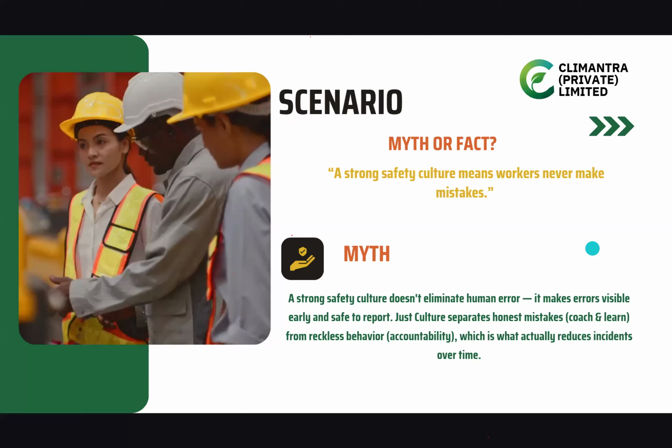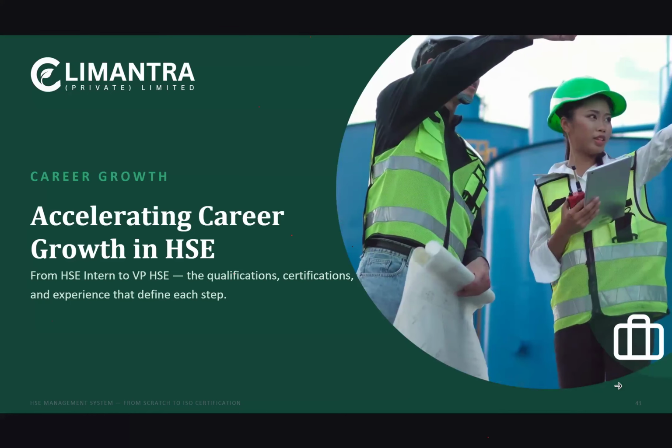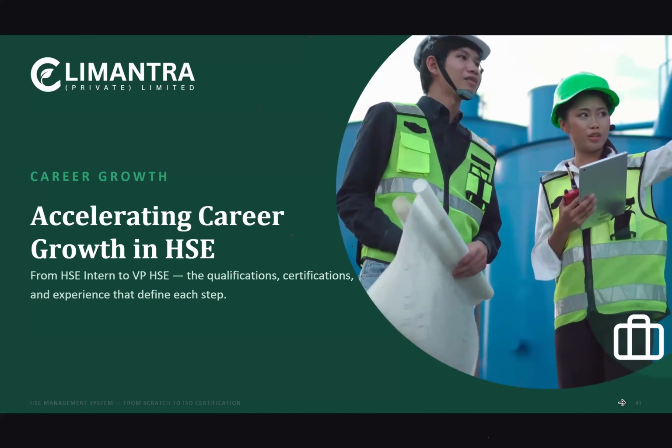Safety culture does not eliminate human error. Human error always remains everywhere. We can automate a machine to move on the left side. We can automate the machine to move on the right side. But we cannot automate humans. We cannot control them by automation. Humans always have the chance to make an error. So it's a myth that a strong safety culture means workers never make mistakes. Just culture separates honest mistakes and improves them by improving behaviors.